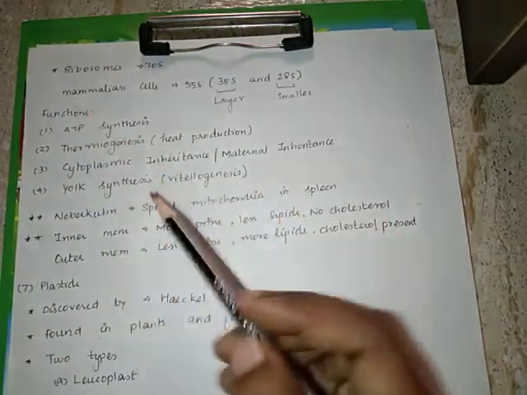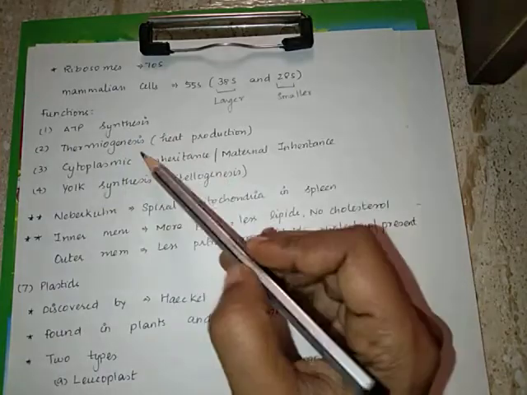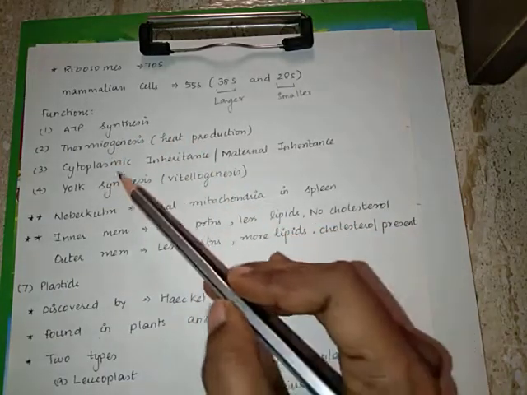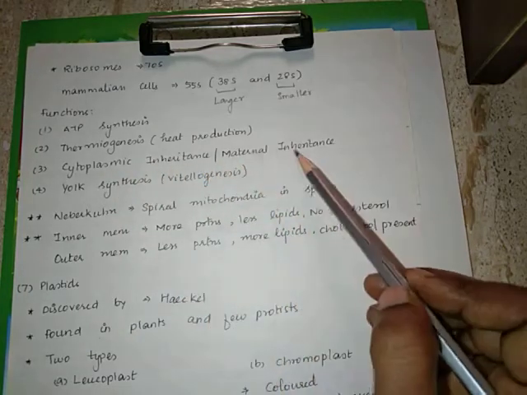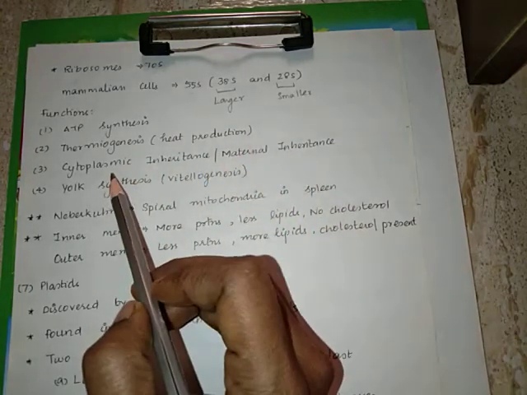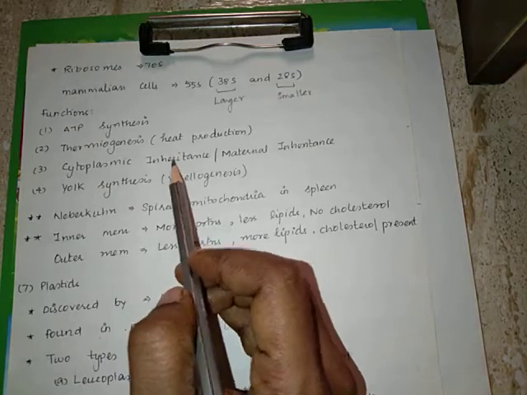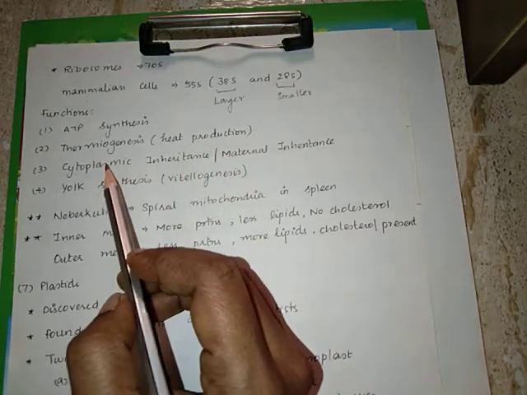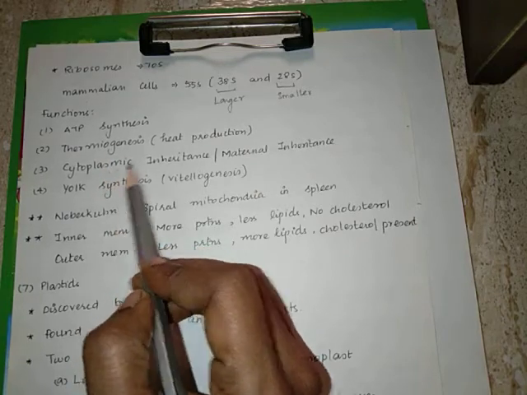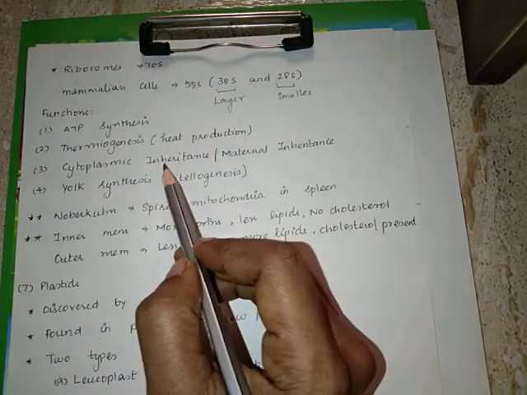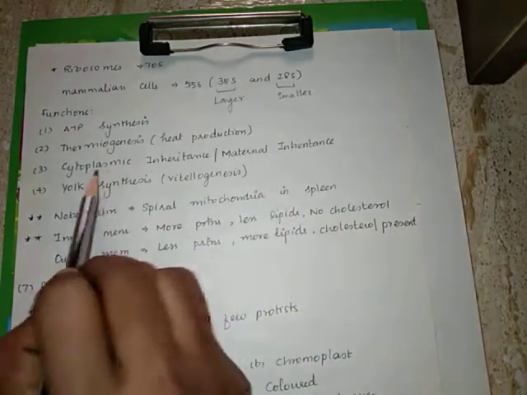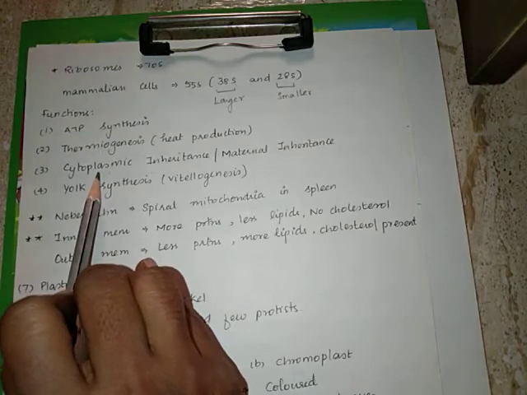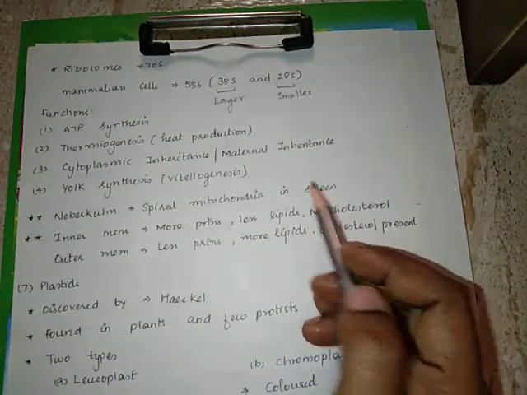Functions of mitochondria are ATP synthesis, as we know, and heat production. Production of heat is called thermogenesis. And cytoplasmic inheritance, or maternal inheritance. Why is it called cytoplasmic inheritance? Usually inheritance is related to the nucleus, DNA and all those. But because mitochondria has DNA with it, those characters can also be inherited. Because mitochondria is in the cytoplasm, that inheritance is named cytoplasmic inheritance.